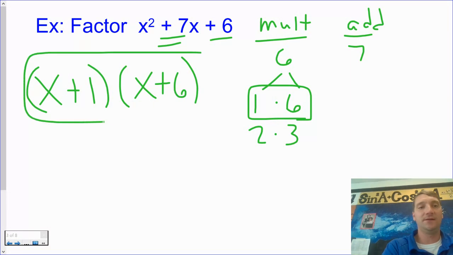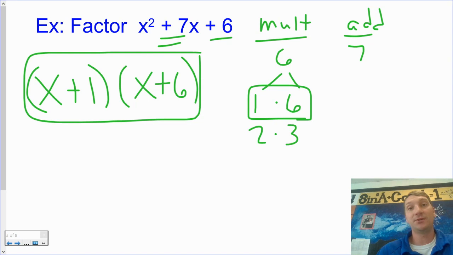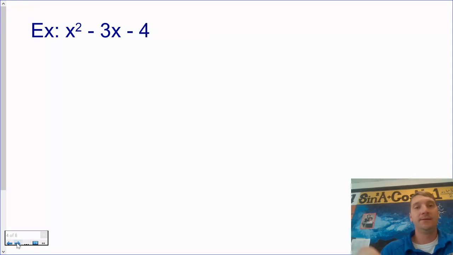This is our answer. If you want to check to make sure that you did it right, you can simply do the distributive property. So x times x is x squared, x times 6 is 6x. 1 times x, 1 times 6, like that, and that'll add up to this one. Next one.